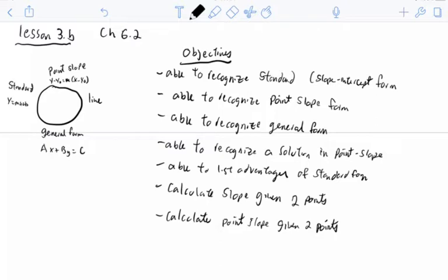All right, good. So in this, we're going to be able to recognize standard form, which is just another way of saying slope-intercept form. You need to be able to recognize point-slope form, general form. You need to be able to recognize a solution in point-slope form, a solution in standard form. You need to be able to understand the advantages of standard form and calculate the slope given 2 points, and calculate the point-slope form given 2 points, which is an exercise we did last video, but there's faster ways to do it.